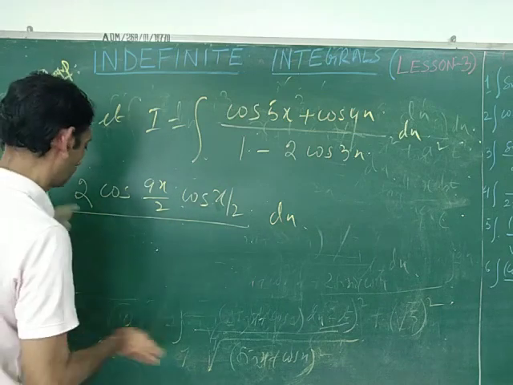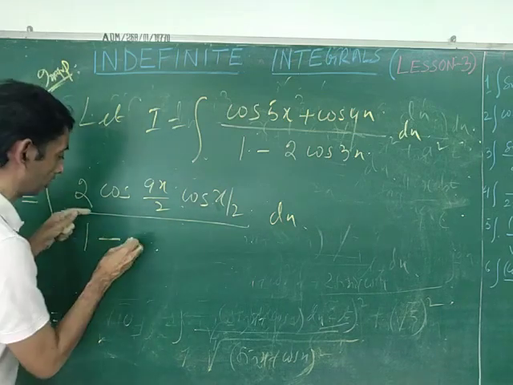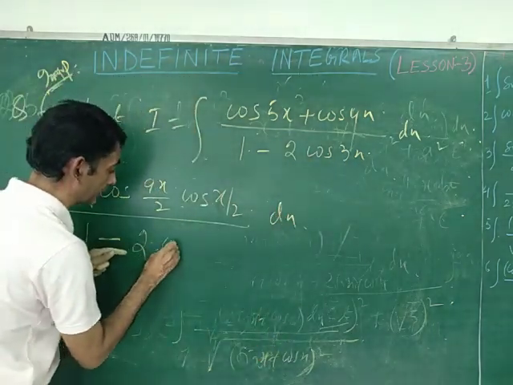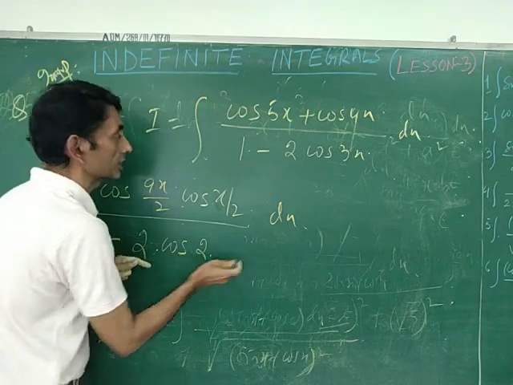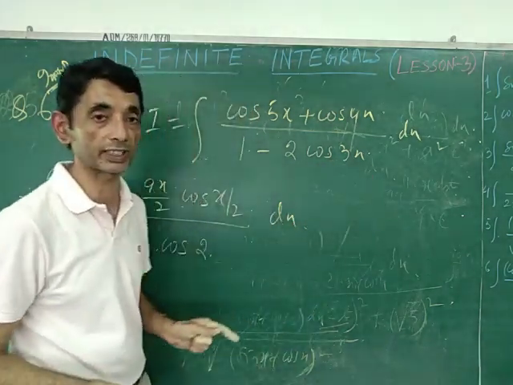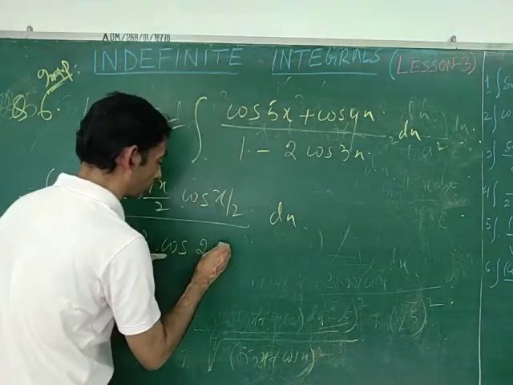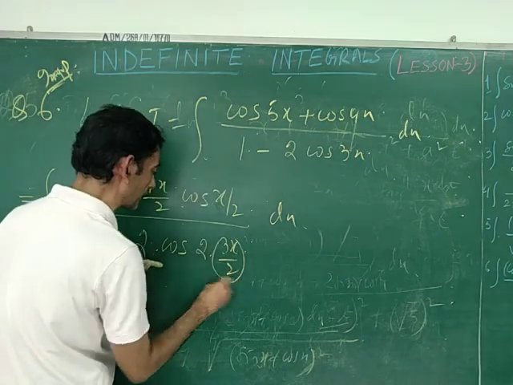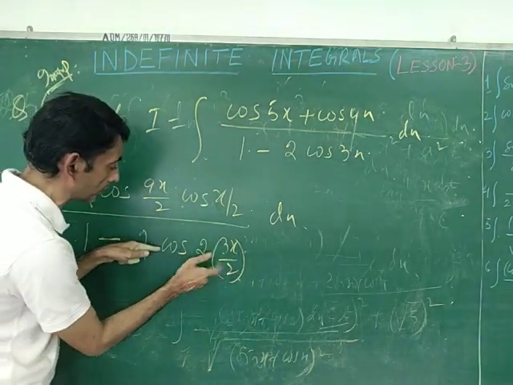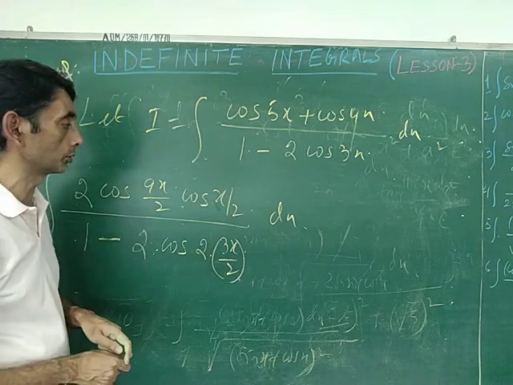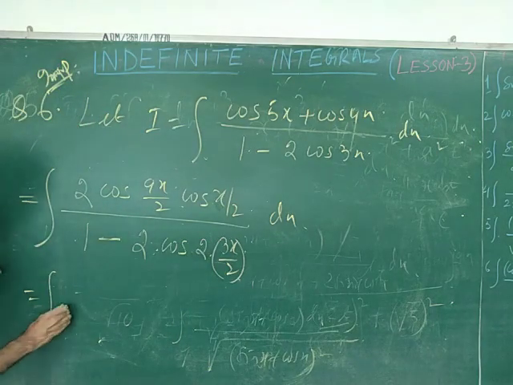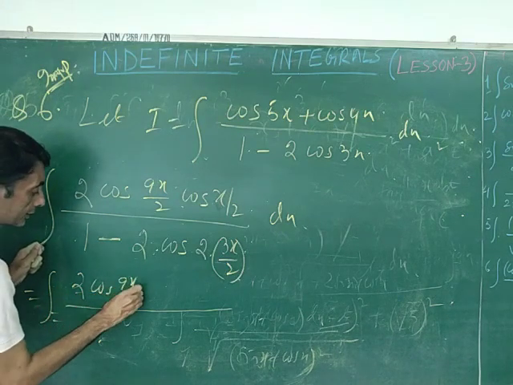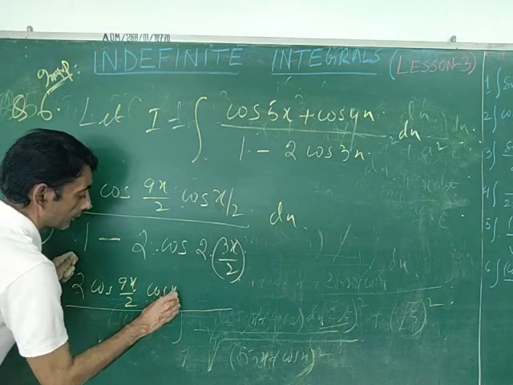Now, how to simplify the denominator? Cos 3x you can write in the form of cos 2 into something. You can convert this to the cos 2x formula. Cos 3x can be written as cos 2 times 3x by 2. Now it's in the form of cos 2A, so A is 3x by 2. You can keep the numerator as it is, that is 2 cos 9x by 2 and cos x by 2.